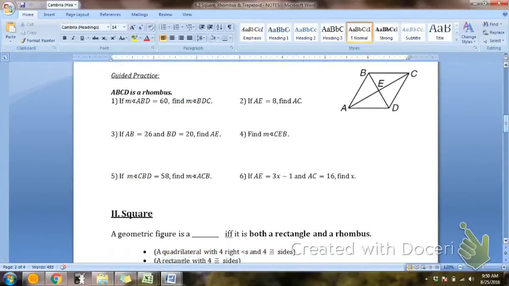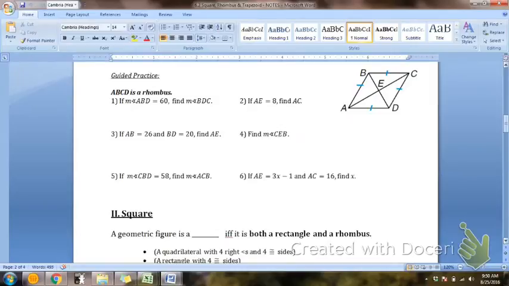Okay, it says ABCD is a rhombus. So I know that this is a rhombus. So let's go ahead and mark some things that we know before we even read the question. If this is a rhombus, I know that all four sides are the same. Okay, and I could continue to mark the diagram up if I needed to, but let's look at example 1.